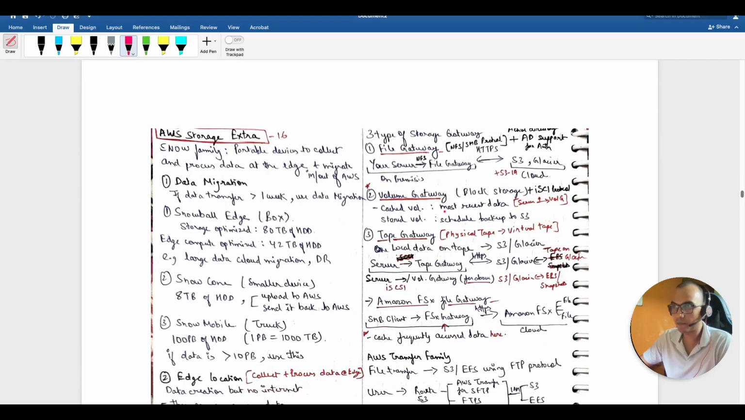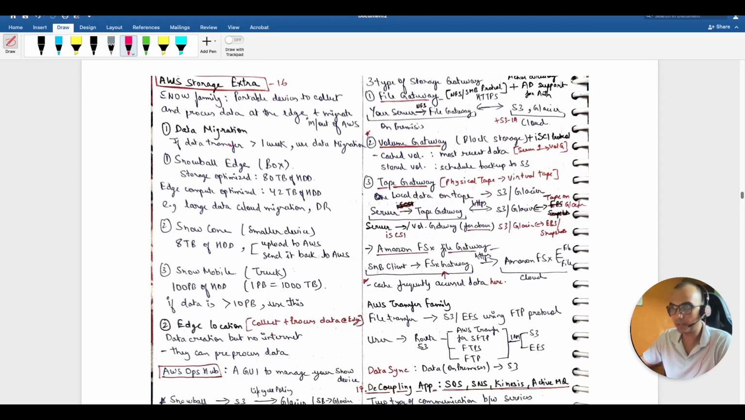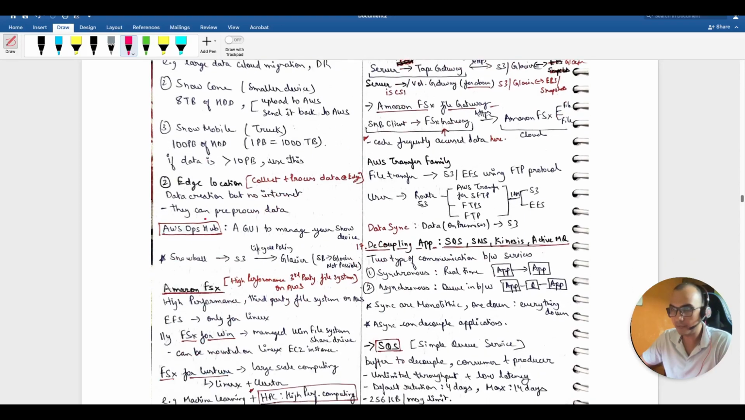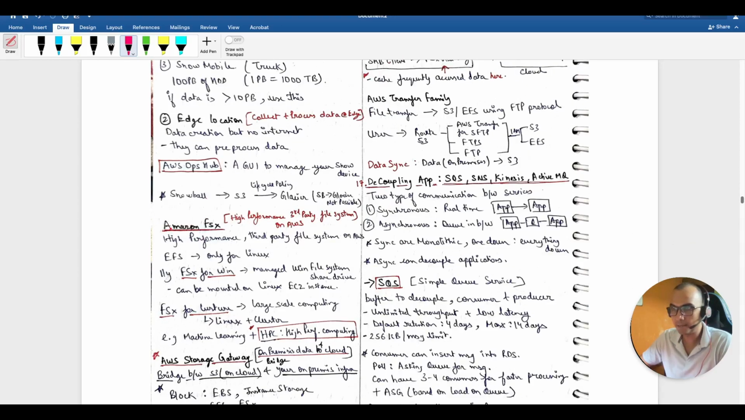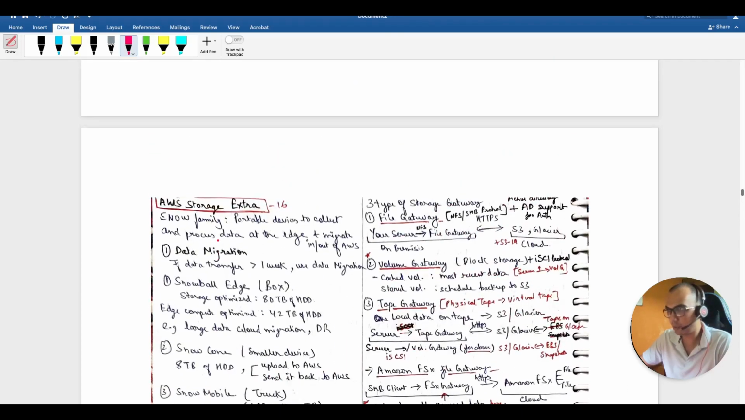After that, we have some extra storage. If you have physical data, by which I mean so much data that it cannot be transferred over the net, in that case we have some physical devices available from AWS which we can use. And after that, FSx is a high performance file system, and these also come in different kinds. You can just go through them, and these different gateways.